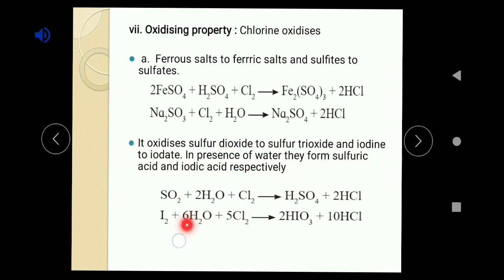The reaction is like this. SO2 with chlorine in presence of water gives sulfuric acid. As SO2 is converted into SO3, it is oxidation, and HCl is formed as a byproduct. Again, iodine with chlorine in presence of water gives HIO3, that is iodic acid, along with HCl. This is again oxidation. Hence, this is the oxidizing property of chlorine.